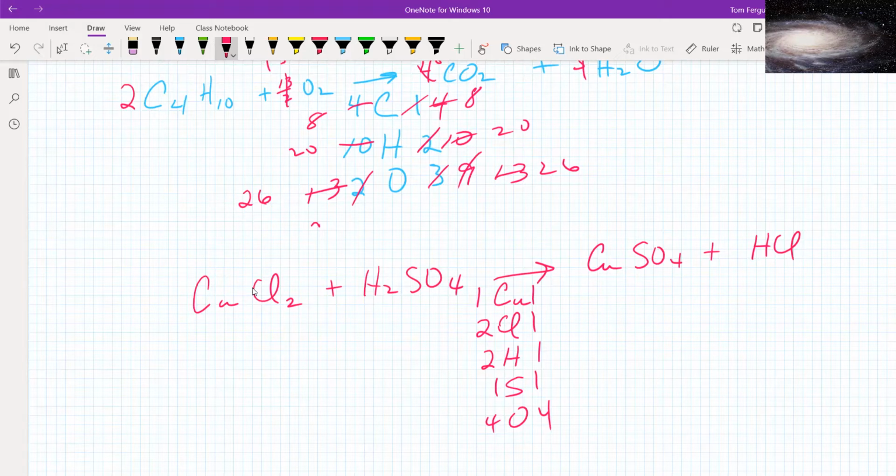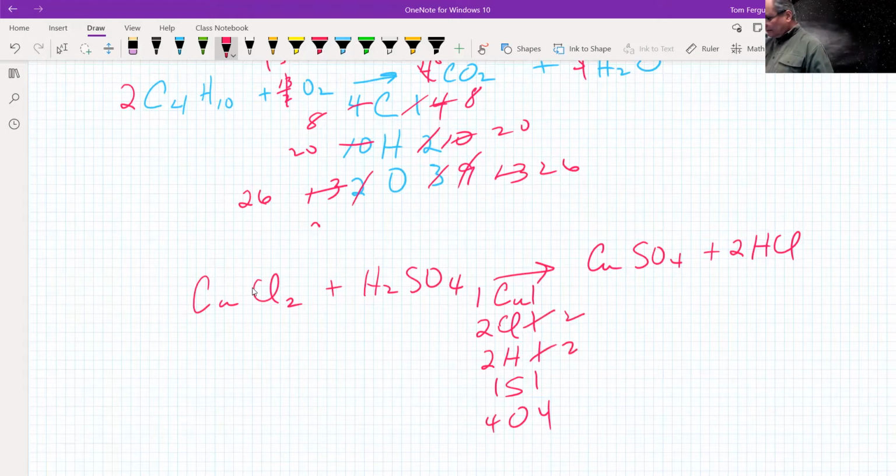So going down the list, what do we do about the chlorine to balance it on the right? Put a 2 in front. Okay, and it's balanced.